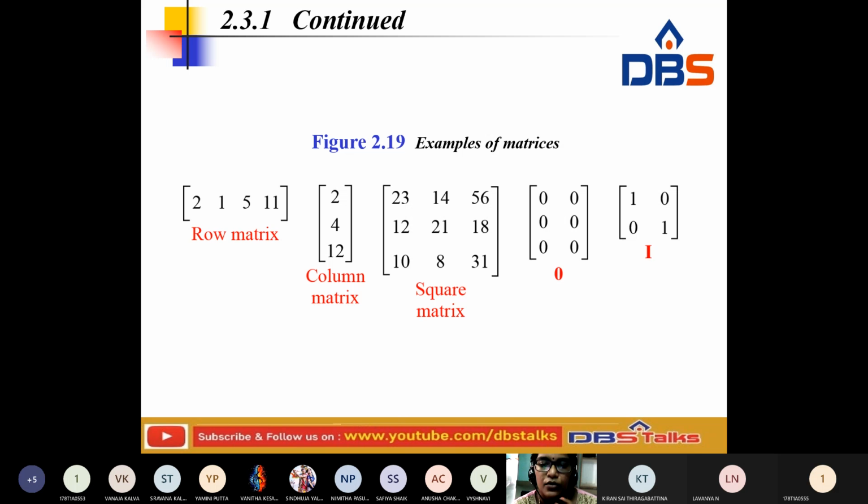Here, if it is in the form of a square, we can say that it is a square matrix. If all the elements are 0, we can say it is a zero matrix, and if only the diagonal has elements and all the remaining are 0, we can say that it is an identity matrix.